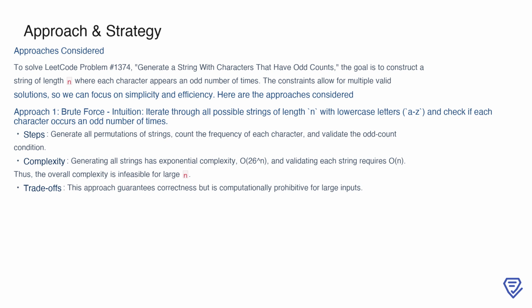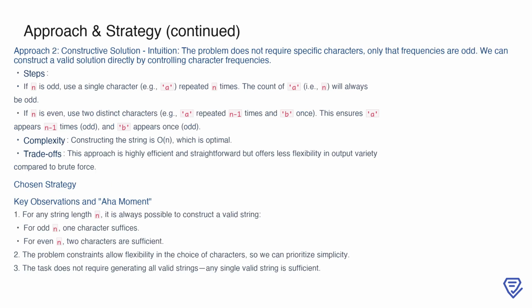This leads us to consider a more efficient strategy. A more practical solution is the constructive approach, which focuses on directly building a string that satisfies the problem's requirements. The key insight here is that the problem doesn't demand specific characters, only that their frequencies are odd. This allows us to construct a valid string efficiently.